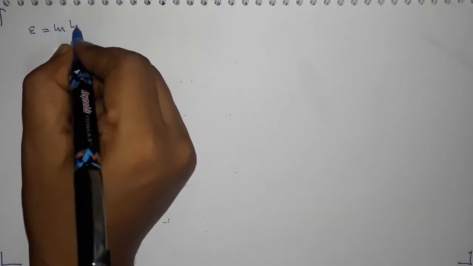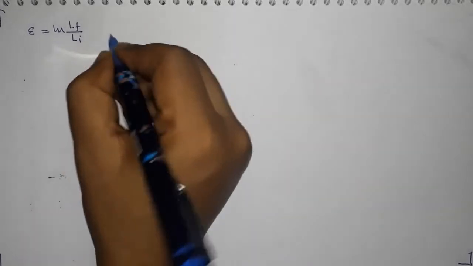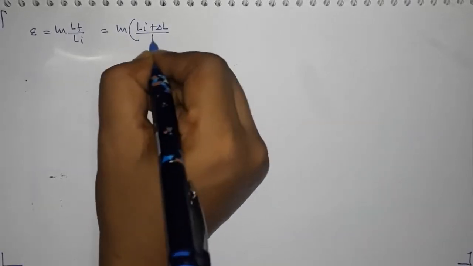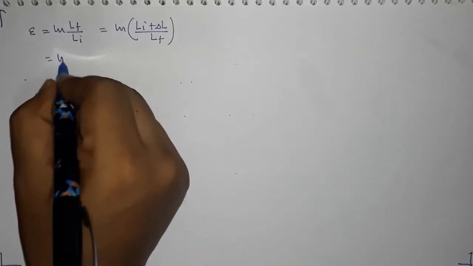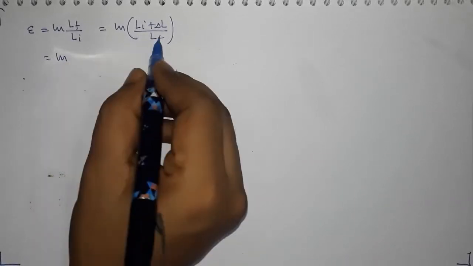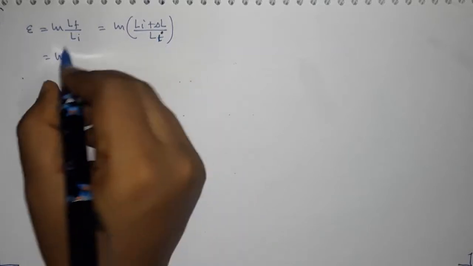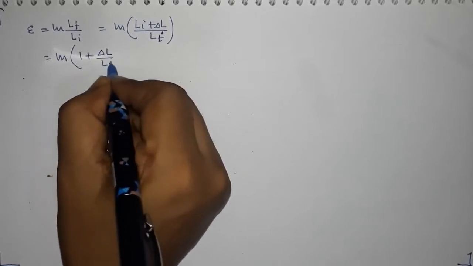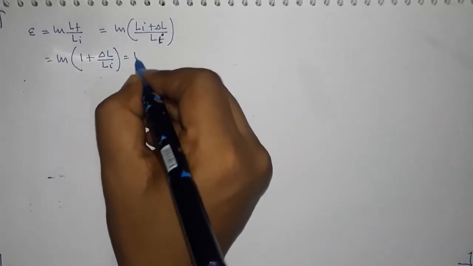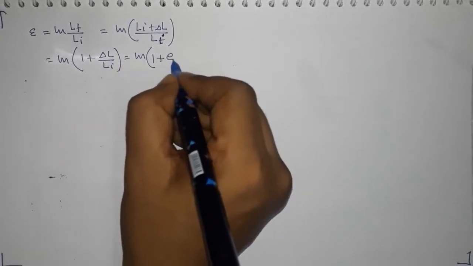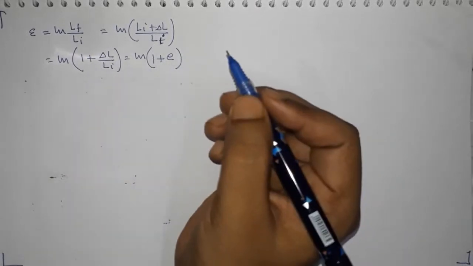So the true strain can be given by this expression, and I can break this into ln of (Li plus delta L) divided by Li. So this is initial, so this becomes 1 plus delta L by initial length, and you know what it is. So this is engineering strain, delta L by L, right?